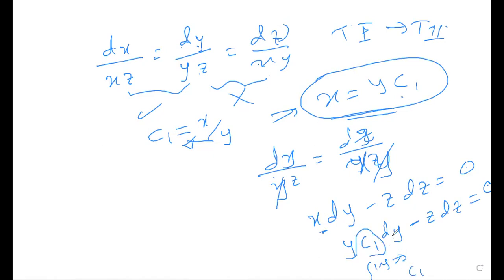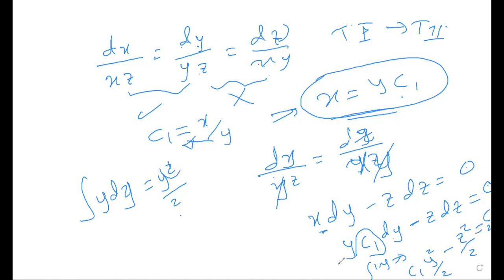So y dy, what is that? For the integration of y dy, it is y squared by 2. Am I right? So the integration of y dy, you have to add one more to the power, so 2, and divide by it. C1 is a constant. Similarly, for the integration of z dz also, it is z squared by 2. Here I can use my other constant C2.